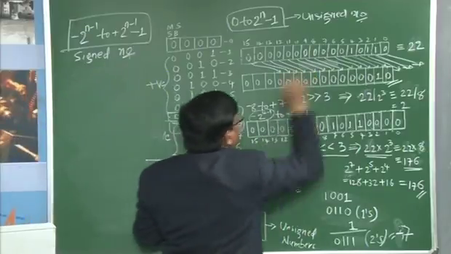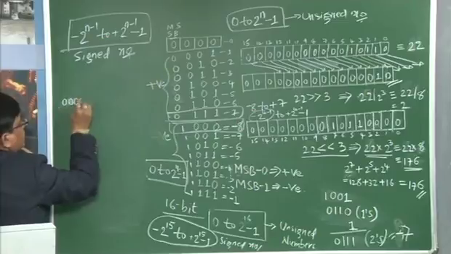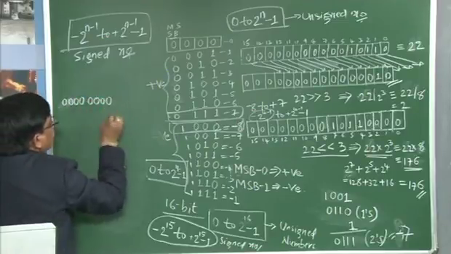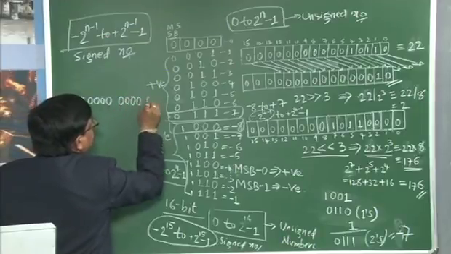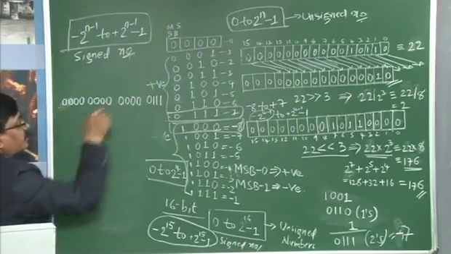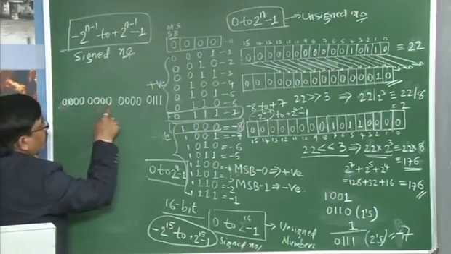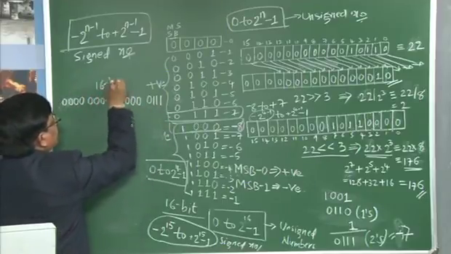the 16-bit value. 0 0 0 0, 4 bits, 8 bits, this is the value 7 here, right? So, this is a positive number because the MSB bit is a 0 here. Now, here 4 bits, 8 bits, 8 plus 4 is 12, 12 plus 4 is 16, this is a 16-bit number, fine.